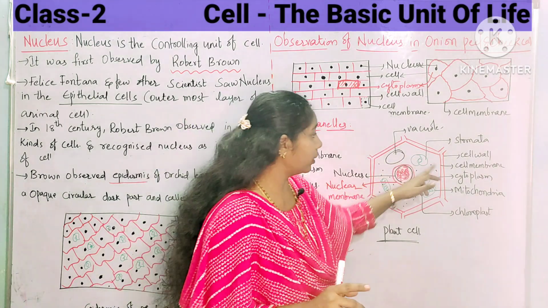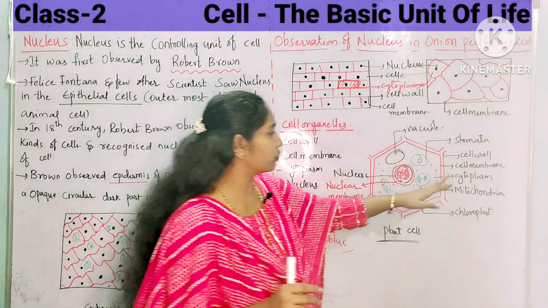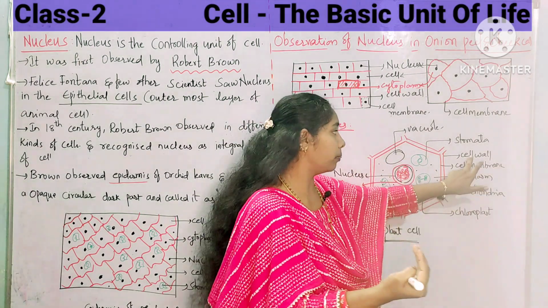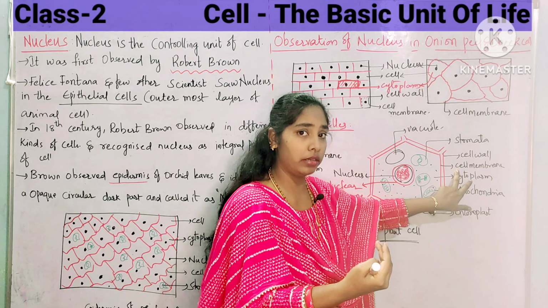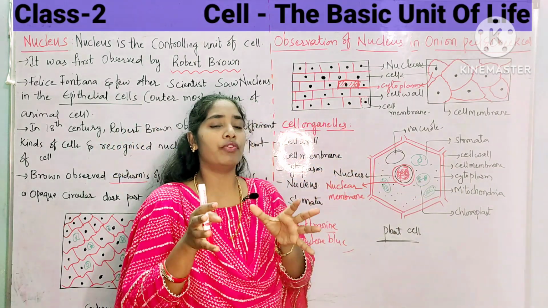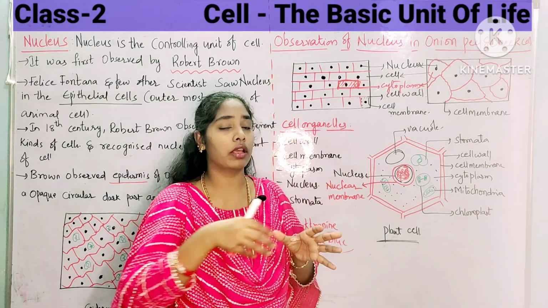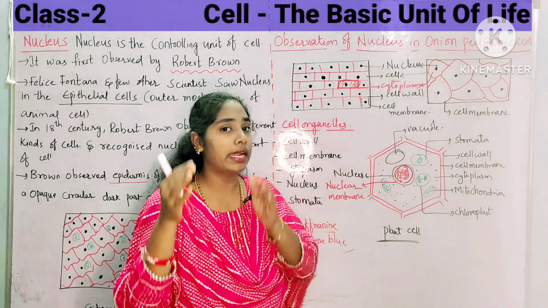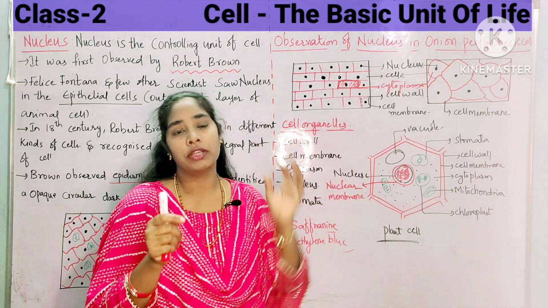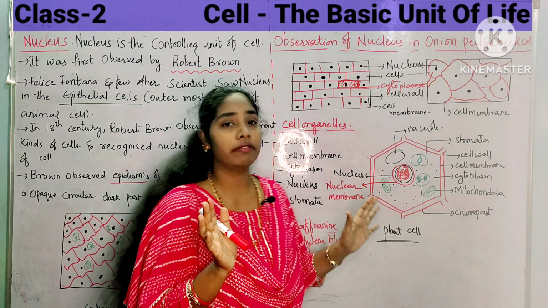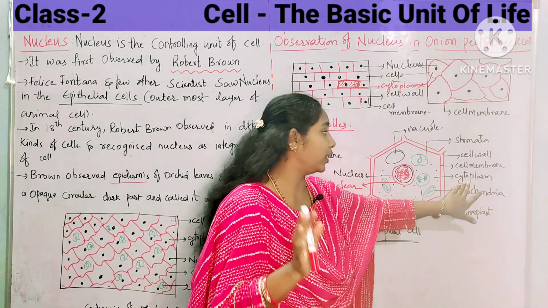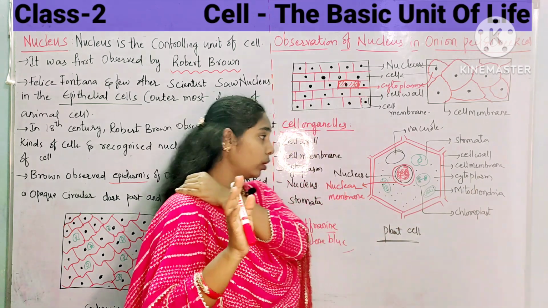Here, if you see the external part of the cell, the outer layer of the plant cell is the cell wall, and beneath the cell wall you find the cell membrane. Next to that cell membrane there will be a jelly-like substance for easy movement of all the cell organelles present inside the cell. In the same way, our cytoplasm is in the form of a jelly-like structure, and that is called the cytoplasm.